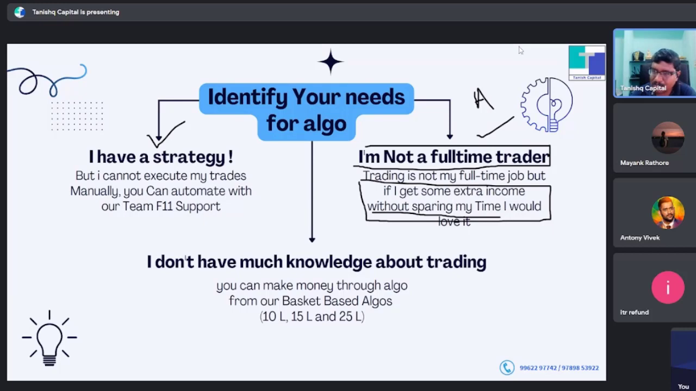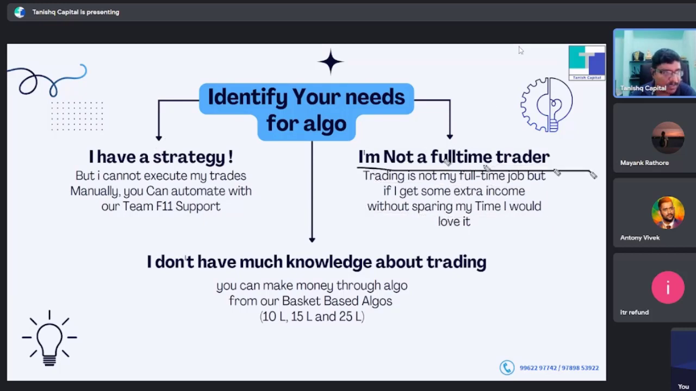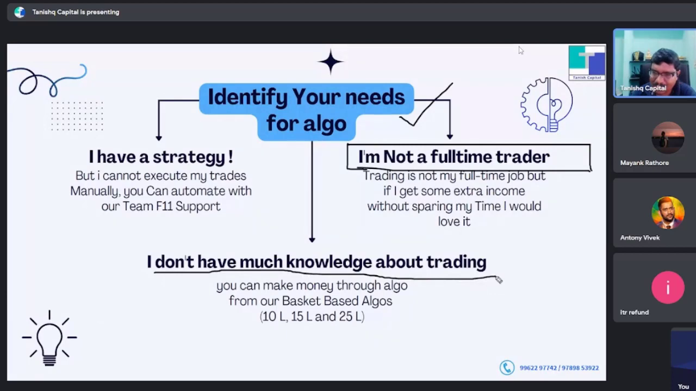So this is for a not full-time trader. You can say, assume that no, boss, I don't have time. I don't have screen time. I have capital. If something like that applies to you, then you can use algo for that need. Then no, boss, I don't have much knowledge about trading. I don't know what trading is at all, but I have some capital, but I don't want to give money to somebody else. I should keep it in my own account. I should always have the tracking capacity. So that means what?